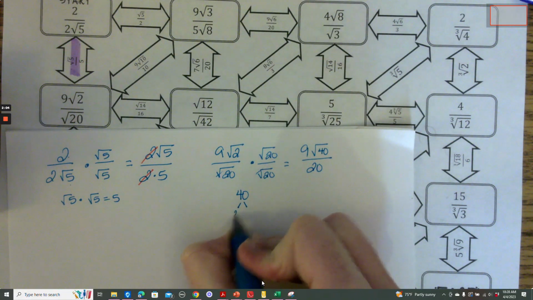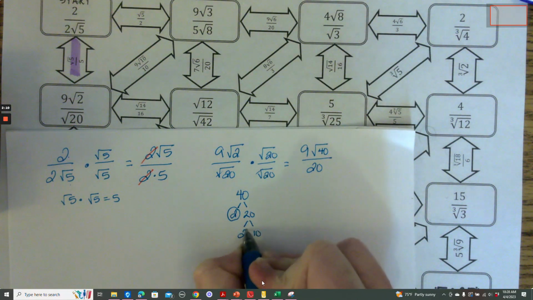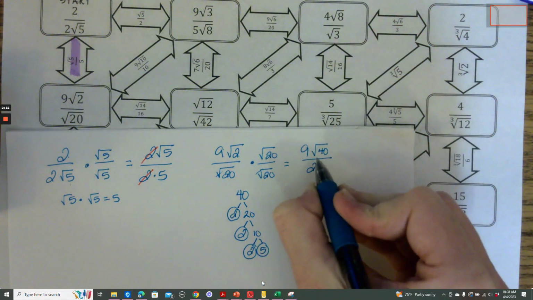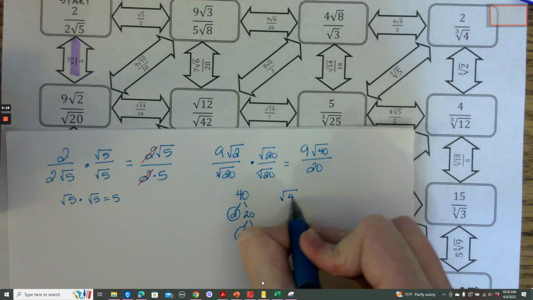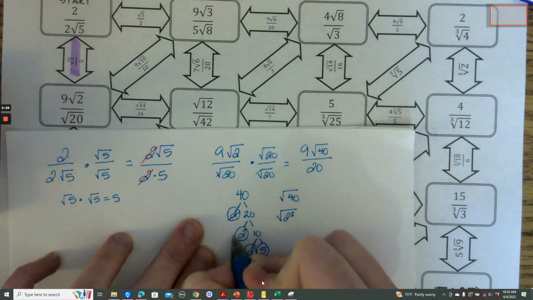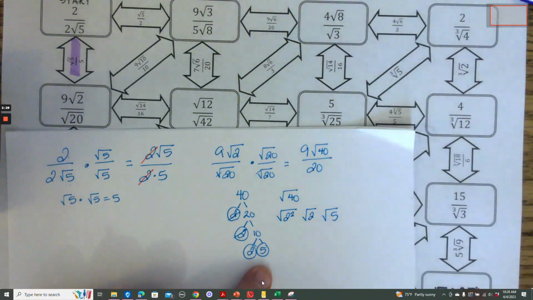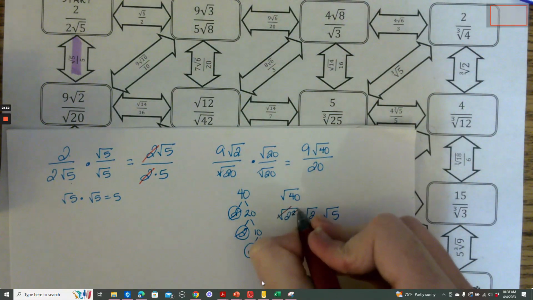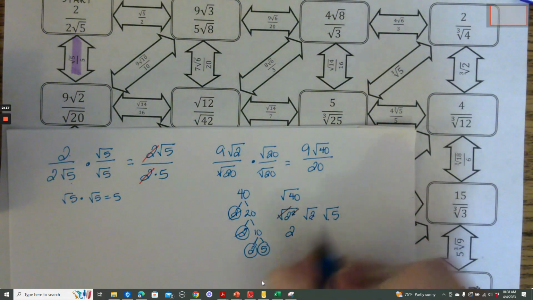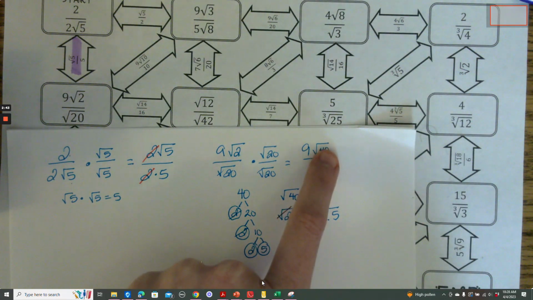40 is 2 times 20. 20 is 2 times 10. 10 is 2 times 5. So the square root of 40 I could rewrite. I've got 2 2's, so that's 2 squared, and then I've got a 2 and a 5. So this and this cancel. That's why I want to break it down like that. And then 2 and a 5 combine to make a 10. That just replaces that square root of 40.